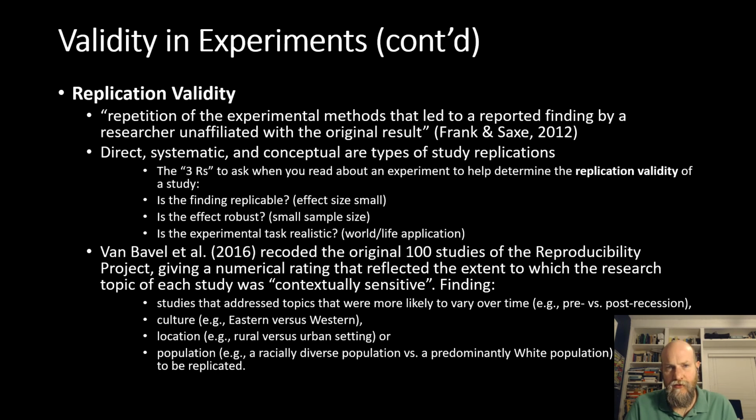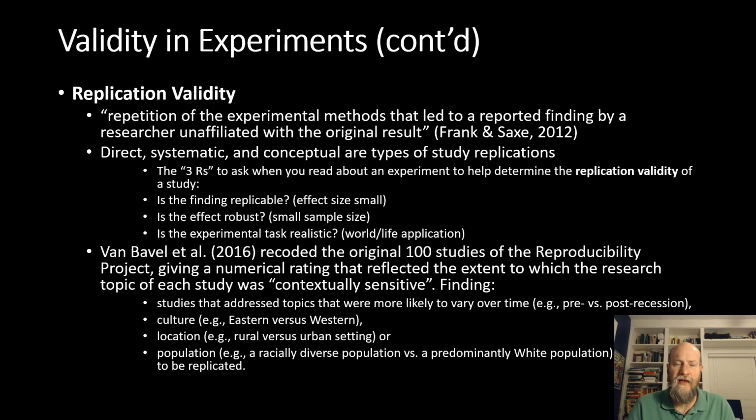Another form of validity that's relevant for experiments is replication validity. So, repetition of the experimental methods that led to a reported finding by a researcher unaffiliated with the original result. This is the definition of replication validity as defined by Frank and Sachs 2012.